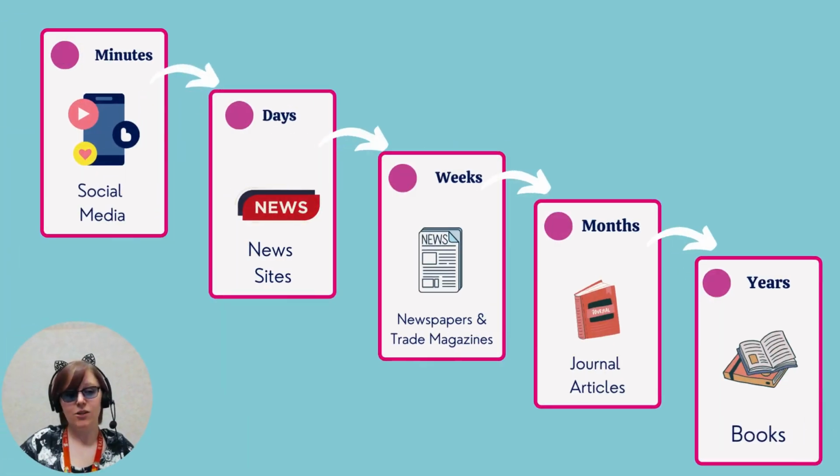Consider the information timeline when searching for relevant information. This is a timeline of when you might expect information to start appearing in different sources. So for example here, social media often shares news first, but it may contain errors or biases.